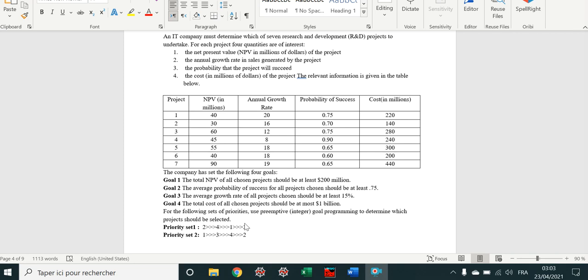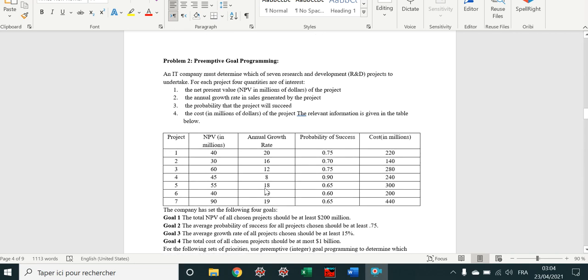And this is what makes it a preemptive Go programming problem. What it actually means is that one or more goals dominate the other goals in terms of priority. We don't have that in non-preemptive Go programming. Okay, let's get to the example.